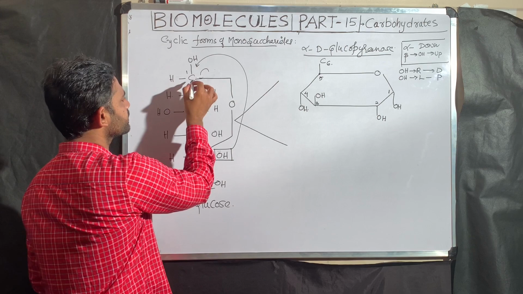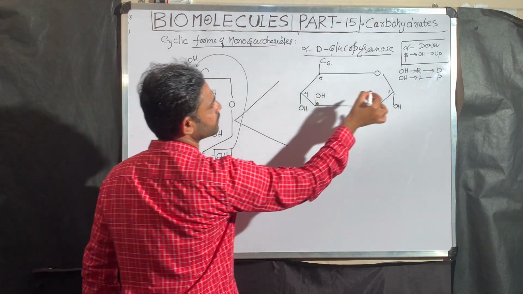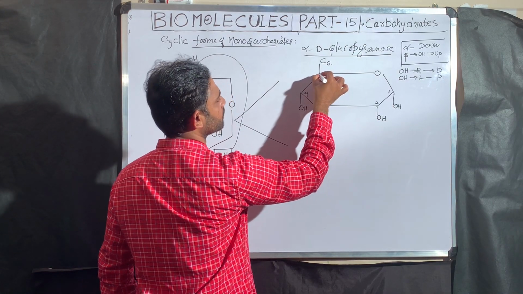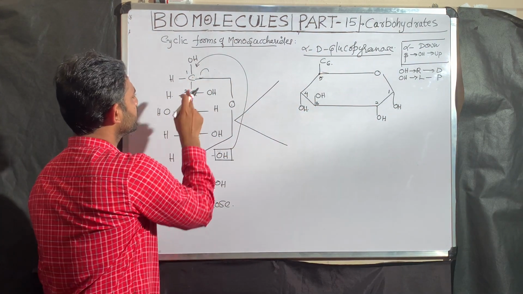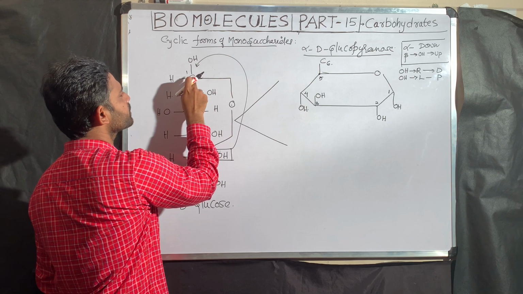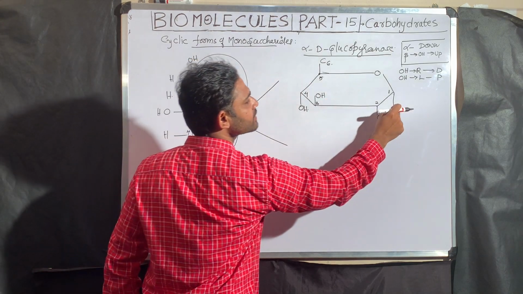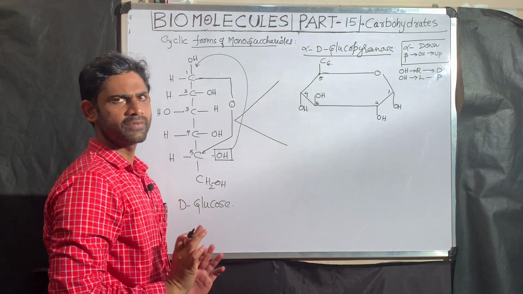See here, this is the first carbon, this is the fifth carbon. This is oxygen connected through oxygen. Okay? Here the difference is that on the first carbon an OH group is coming. You have to understand very clearly.